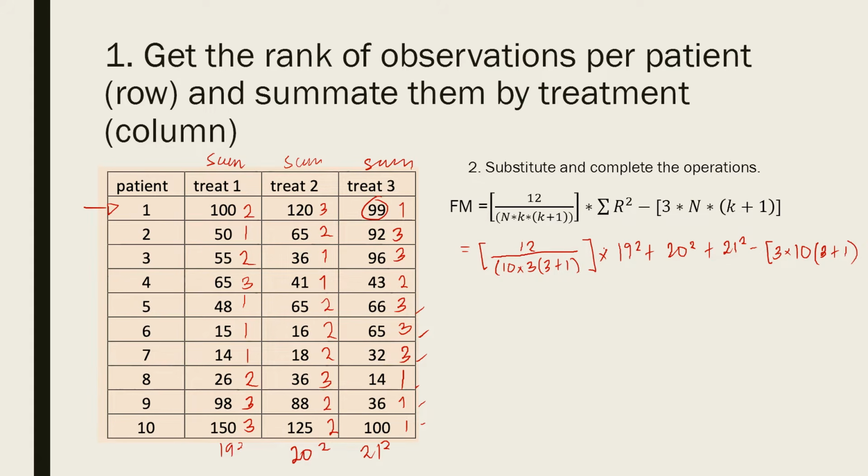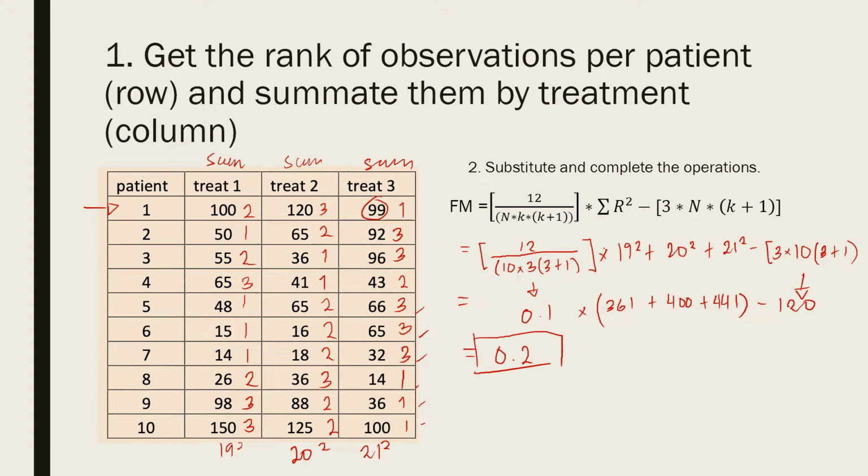Okay, so now all we have to do is perform the operations. So this whole term is going to amount to 0.1 times the quantity of the sum of our ranks, which is 361 plus 400 plus 441, minus this quantity would amount to 120. If you perform that simple operation, you're going to get an Fm value of 0.2.